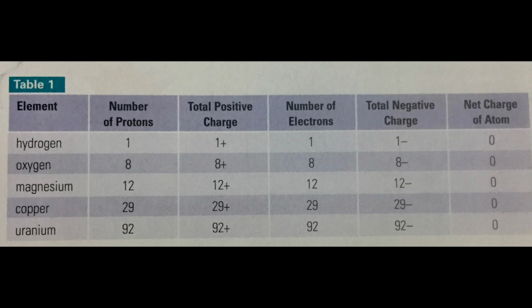Table 1 lists hydrogen, oxygen, magnesium, copper, and uranium. They list the number of protons, the total positive charge, the number of electrons, the total negative charge, and the net charge of an atom in the ground state.